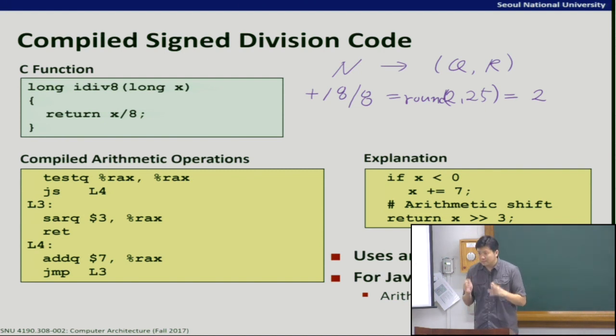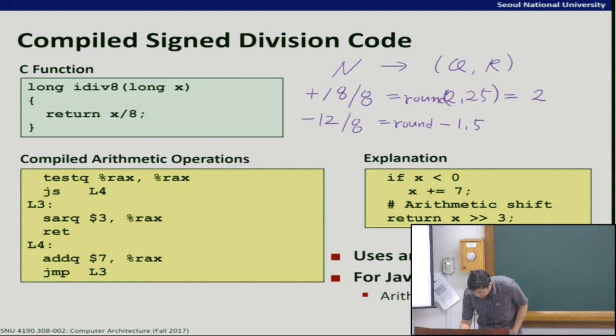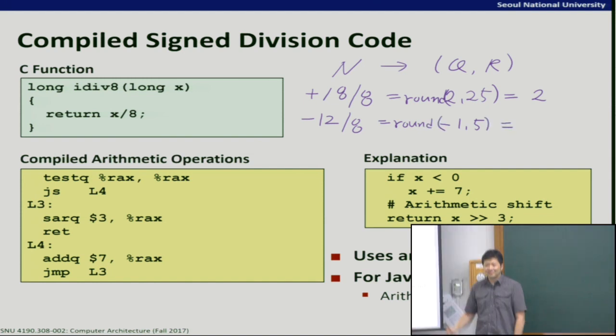So the more subtle question is, what happens if you divide minus 12 by 8? We apply the same logic, then the actual number is minus 1.5, right? You apply rounding. Then what will be the correct number here? There are 2 choices, right? It'll be minus 1 or minus 2. Minus 2?